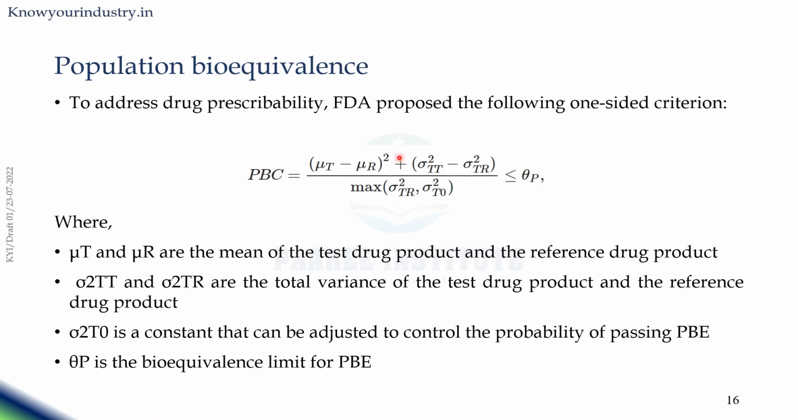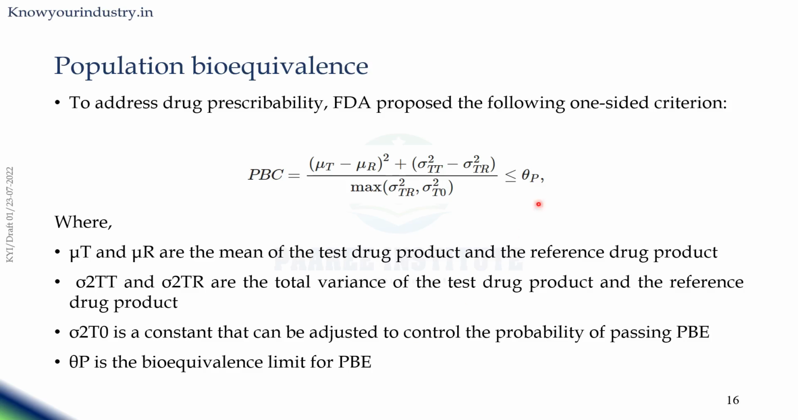So this is the formula used for the population bioequivalence criterion, where μT and μR are the means of the test drug product and the reference drug product. Sigma squared TT and sigma squared TR are the total variances of the test product and the reference drug product. Here, multiple lots of the test and reference product will be used for the assessment of bioequivalence. Then sigma squared T0 is a constant that can be adjusted to control the probability of passing bioequivalence, and theta P is the bioequivalence limit for population bioequivalence.